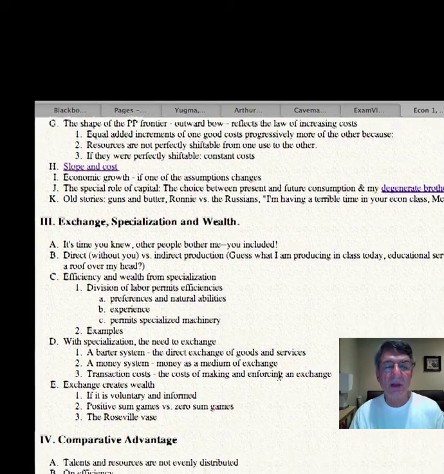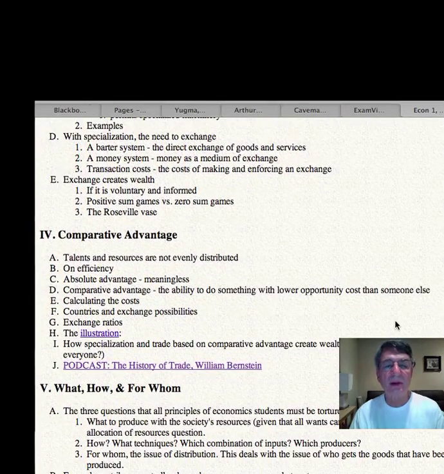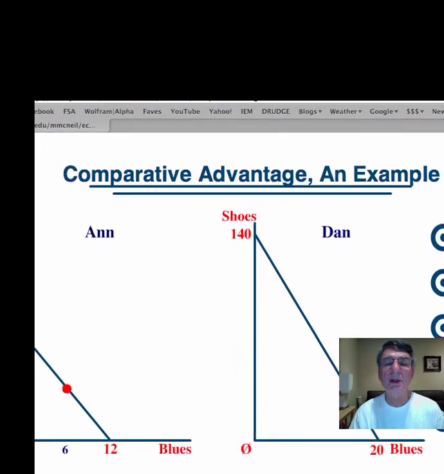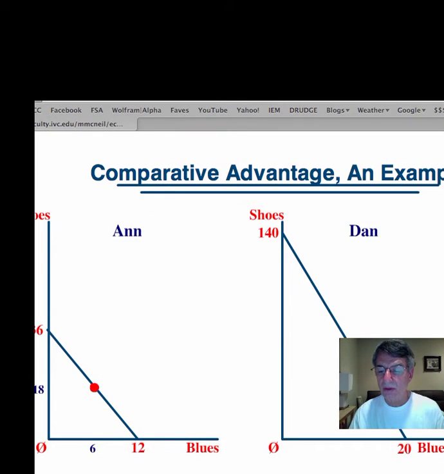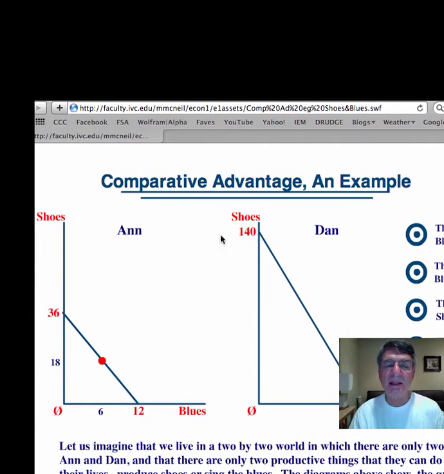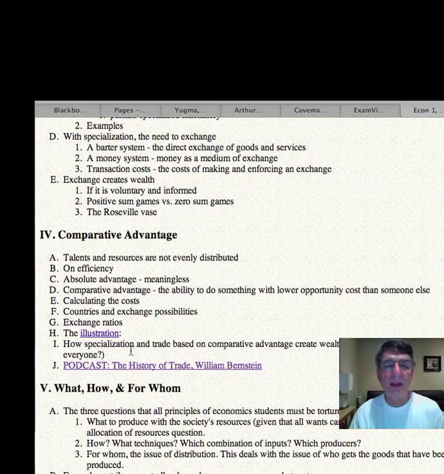Anyway, then exchange and wealth. They talk a little bit about barter. That's nice. Comparative advantage. There's an illustration here that will set you up in a 2x2 world with good old Anne and Dan. Also beautifully fleshed out, I might add. And it simply goes through the process of figuring out what is the cost to each person of producing each item. So that's right here under illustration, comparative advantage.